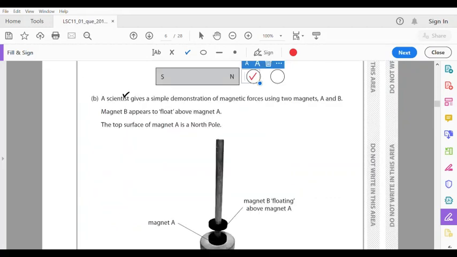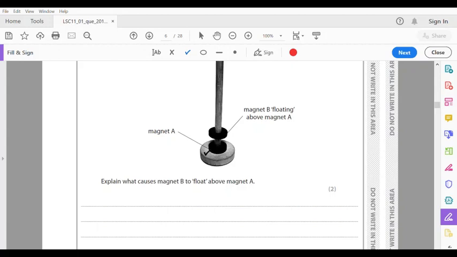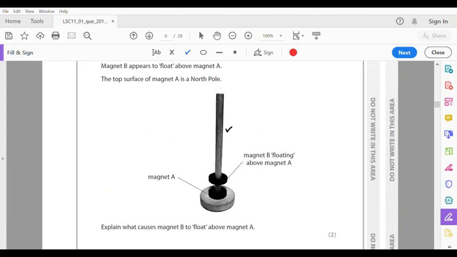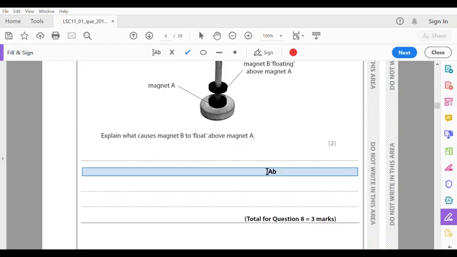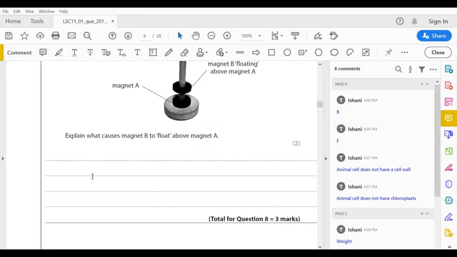Okay, so next one, the scientist gives a simple demonstration of magnetic forces using two magnets A and B. Magnet B appears to float above magnet A. The top surface of magnet A is a North Pole. So you can see A and B here. B is floating above A. Explain what caused magnet B to float above magnet A. So definitely you can see some type of repulsion.